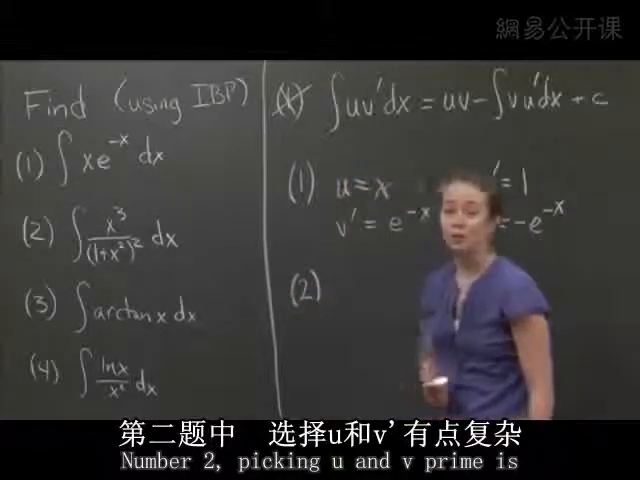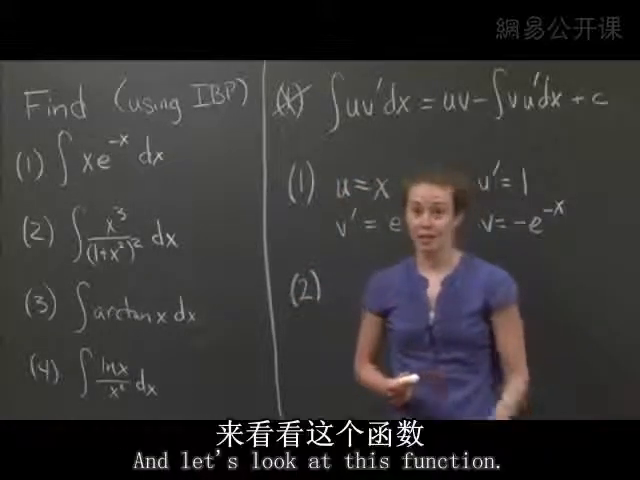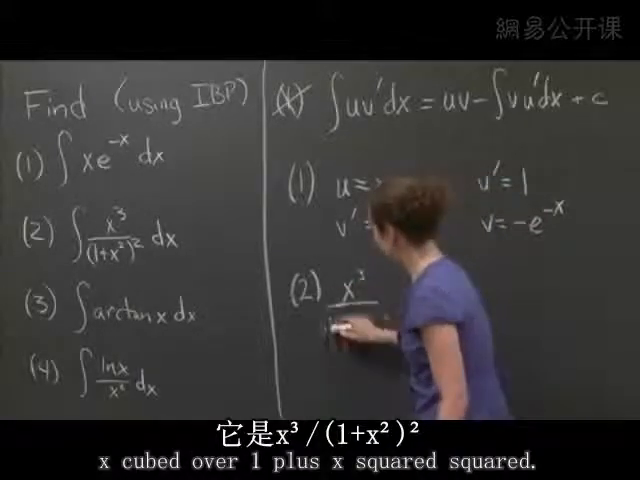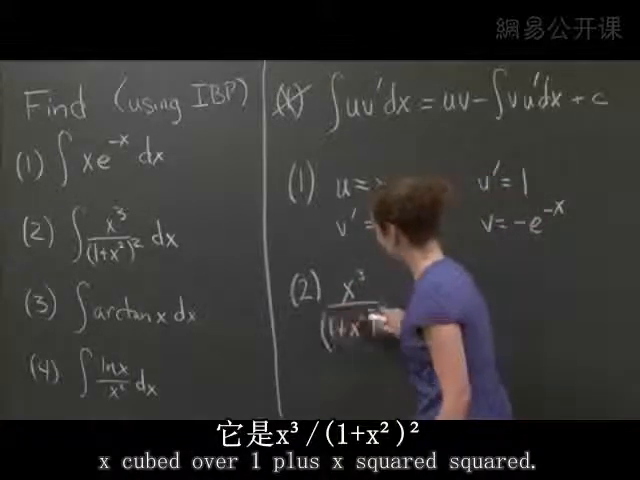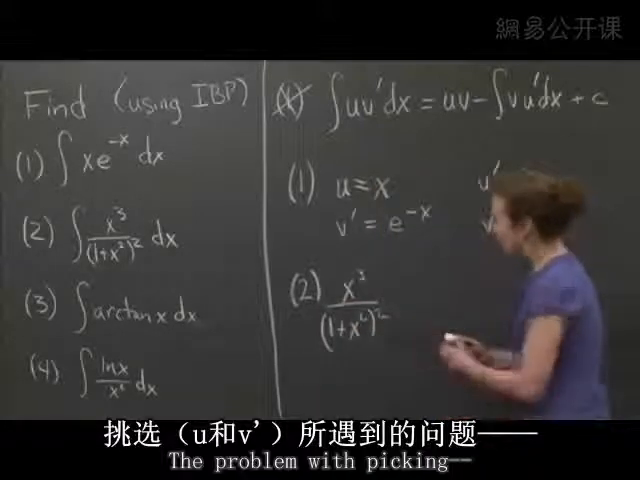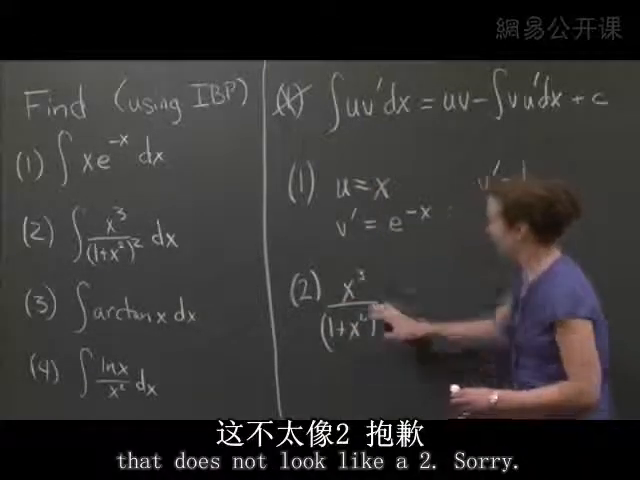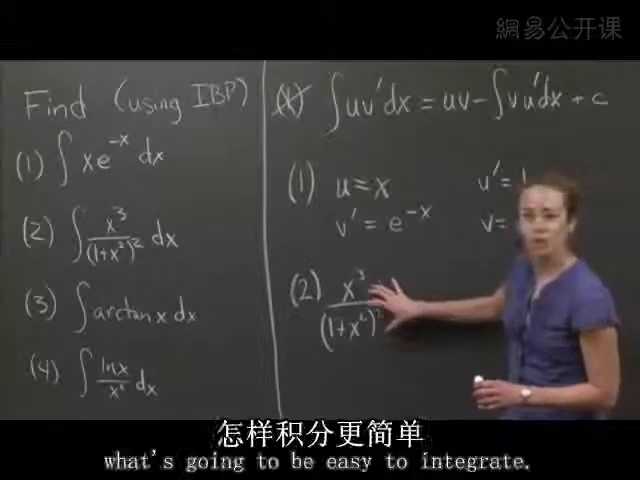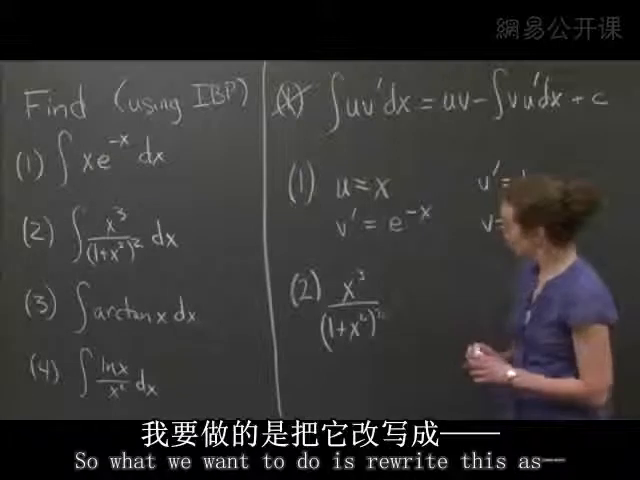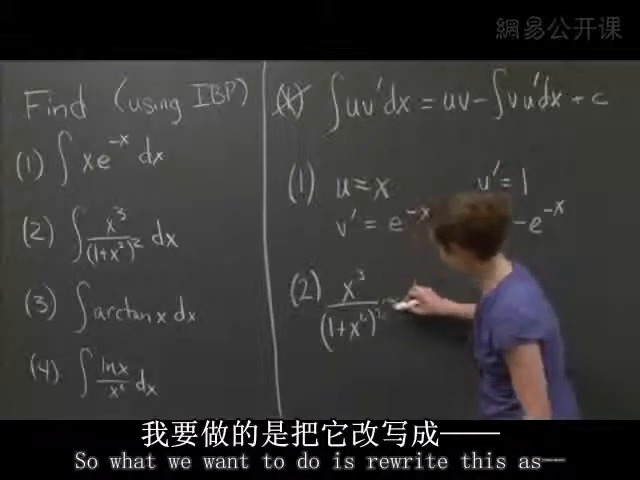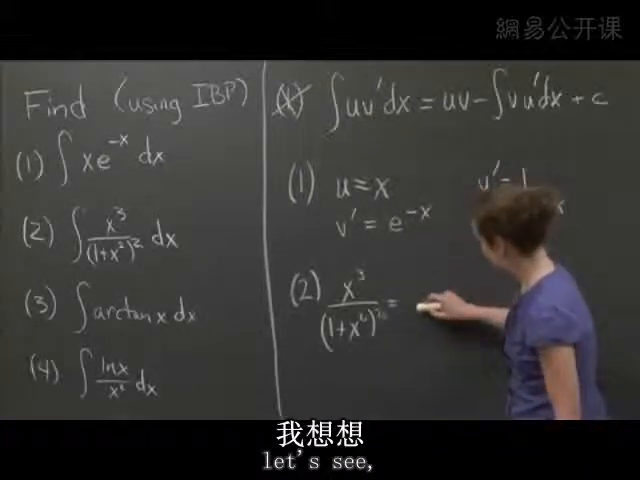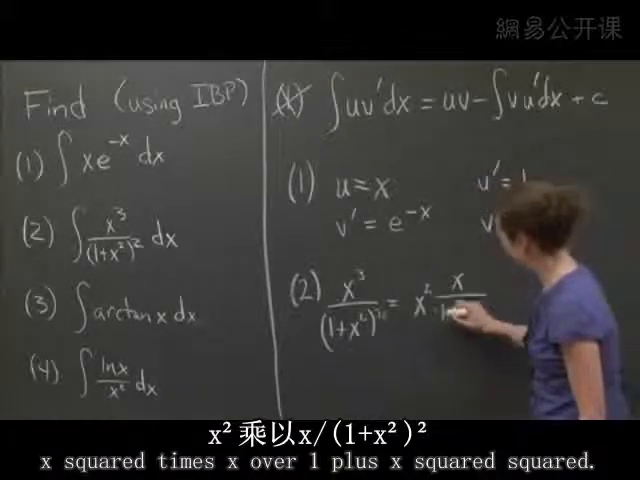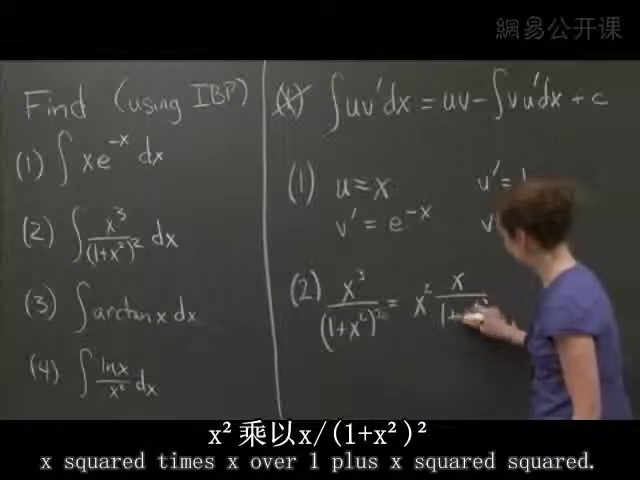Number 2, picking u and v prime, is a little more complicated. Let's look at this function, x cubed over (1 plus x squared) squared. The problem with picking u and v prime here is that it's hard to see what's going to be easy to integrate. So what we want to do is rewrite this as x squared times x over (1 plus x squared) squared.